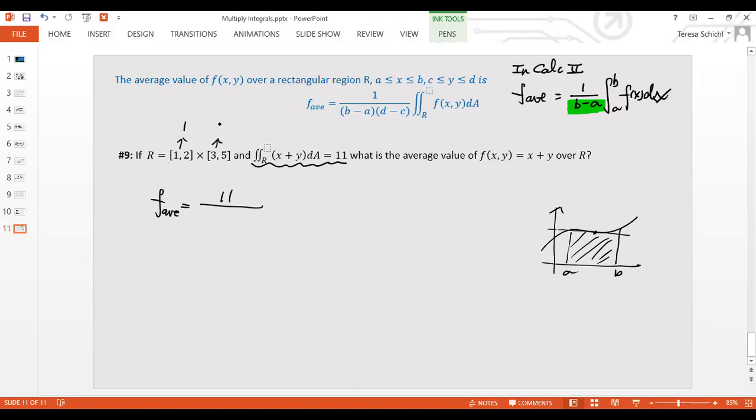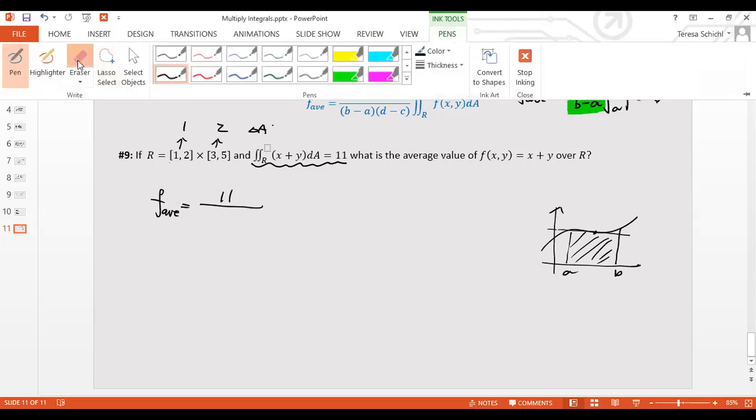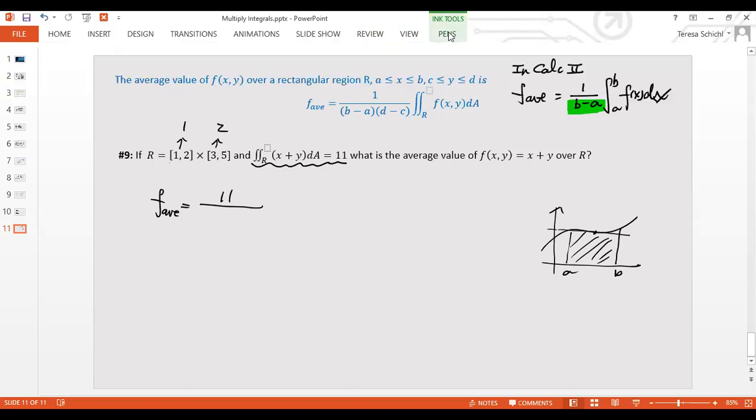The length of this side is 2. So what is the area for this R? Not the delta area, but the area of R. It is just 1 times 2, so it will be 2. So the average value here will be 11 over 2. That's the same way we did it in calculus 2.